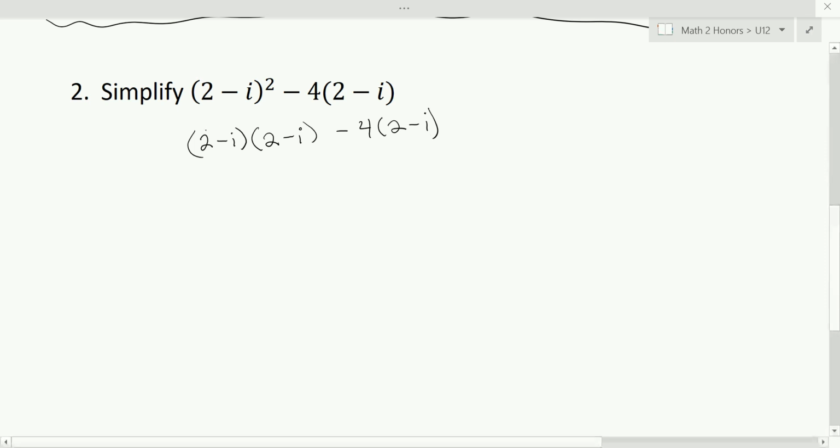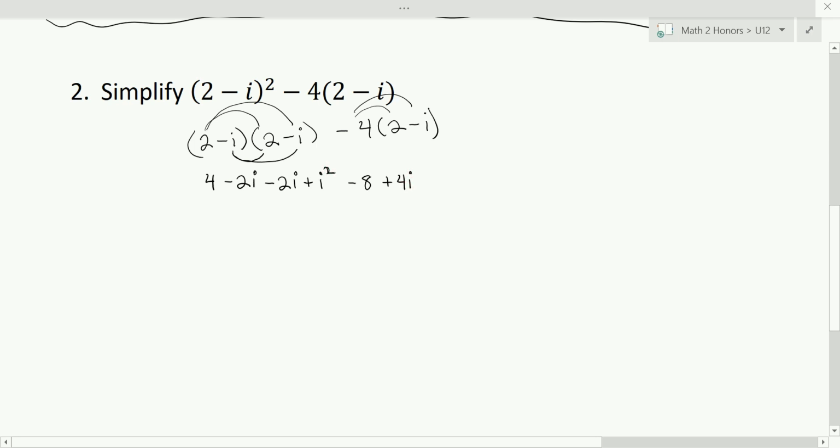So we're going to distribute. 2 times 2 gives me 4. 2 times negative i is negative 2i. Negative i times 2 is another negative 2i. Negative i times negative i is positive i squared, right? And then we've got negative 4 times 2, which is negative 8. Negative 4 times negative i is a positive 4 times i.